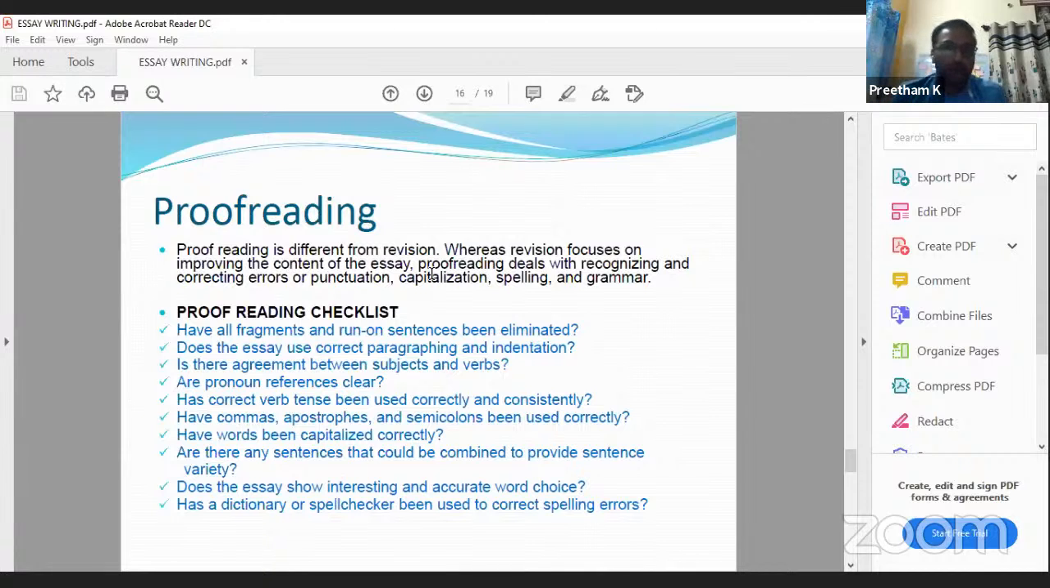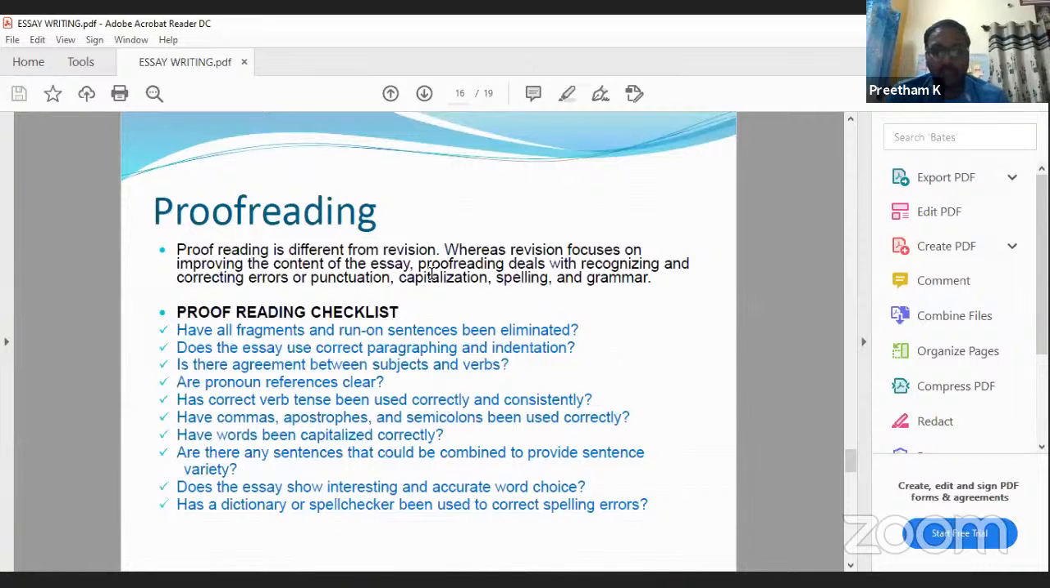Proofreading checklist. Have all fragments and run-on sentences been eliminated? Does the essay use correct paragraphing and indentation? Is there agreement between subjects and verbs? Are pronoun references clear? Has correct verb tense been used correctly and consistently? Have commas, apostrophes, and semicolons been used correctly? Have words been capitalized correctly?